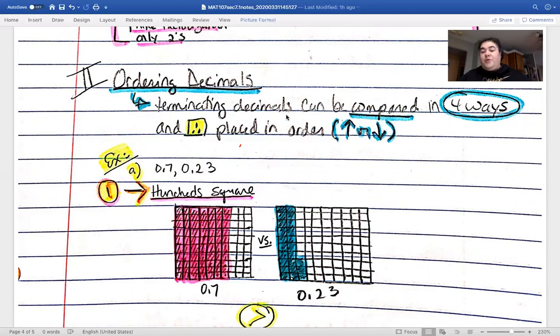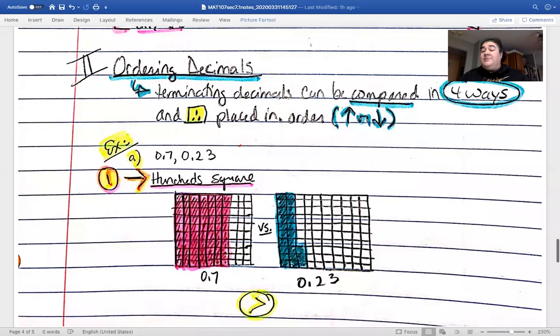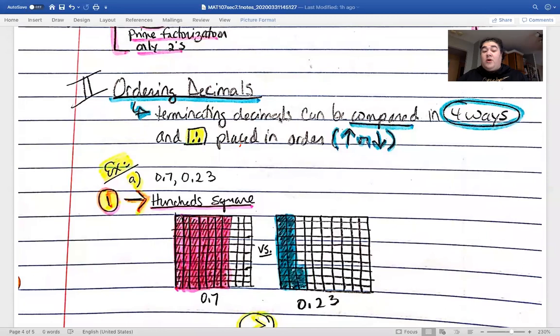It's just that it wouldn't be as comfortable because they go on forever. We'd have to round them off to fit them into our conversation. So it's just better for us to focus on terminating decimals. Terminating decimals can be compared in one of 4 ways, and therefore using these ways, we can place them in order from least to greatest or greatest to least in either ascending or descending order. And that's what these arrows mean here, ascending or descending order.